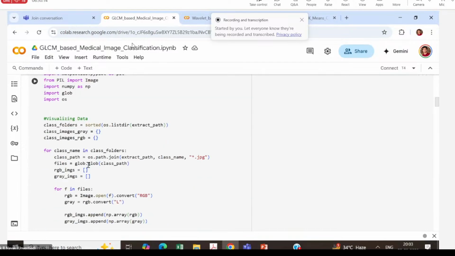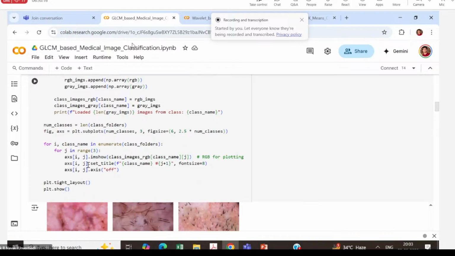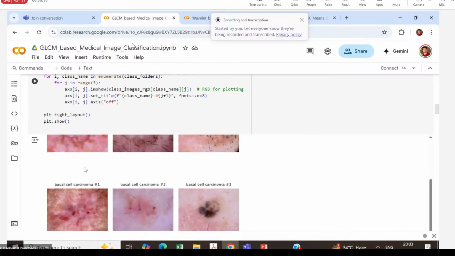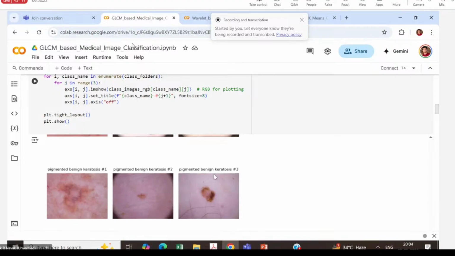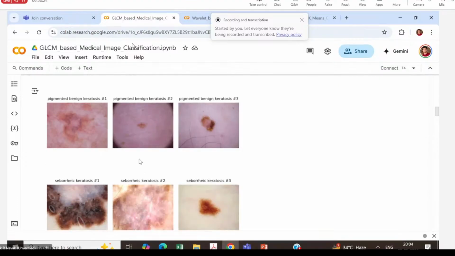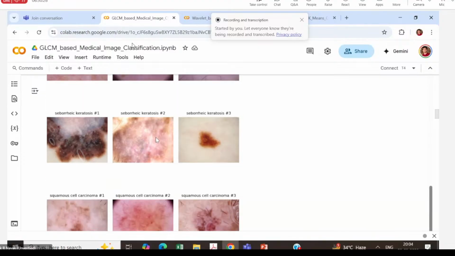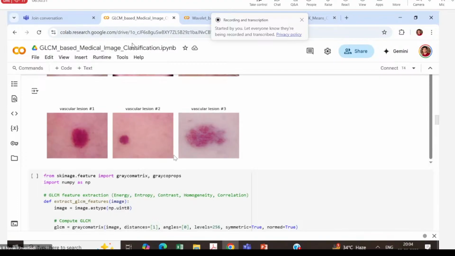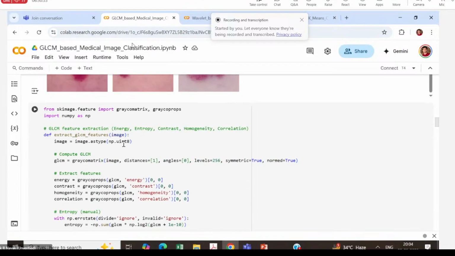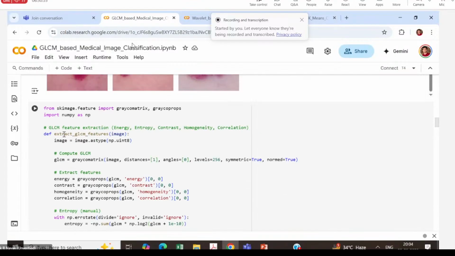Yes. Then next is nothing, just to show you something. Some of the sample images over here, right? From different categories. These are all skin dermoscopy images used to identify or detect skin cancers, with a lot of different properties. And this is the function for the GLCM. As I already mentioned, I'm choosing only 5 numerical features from the GLCM matrix.